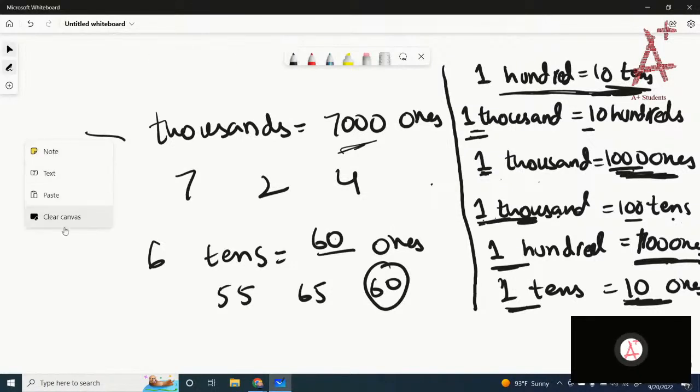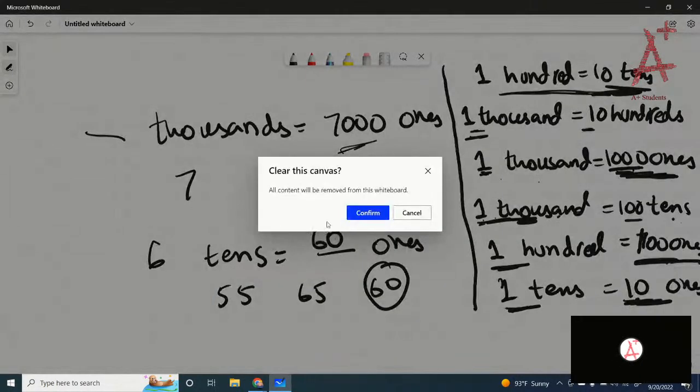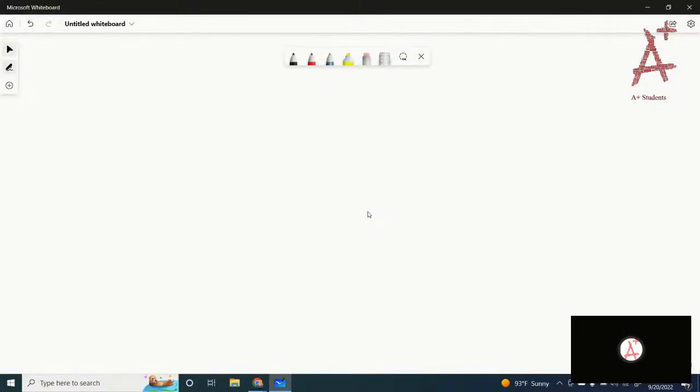So the next lesson is word names for numbers. So we are going to learn the word names of the numbers.